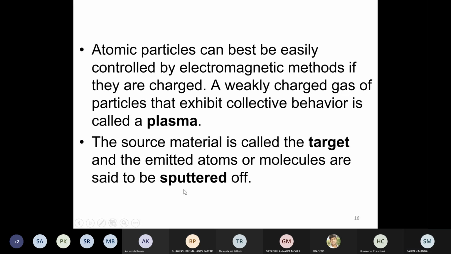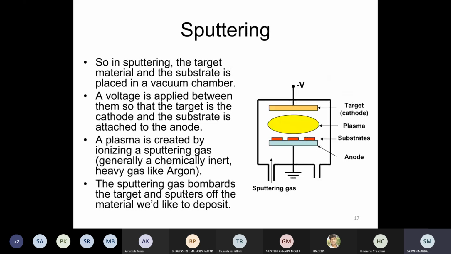So the source in PVD is whatever will be melted and then evaporated, and that will deposit. But in this case, the source is the target, and from the target the atom or molecule will be sputtered off. Now, why am I explaining the sputtering process in detail? This is a very important method and you need to know it, because wherever you go, industry or academic, you will sometimes have to deal with sputtering.